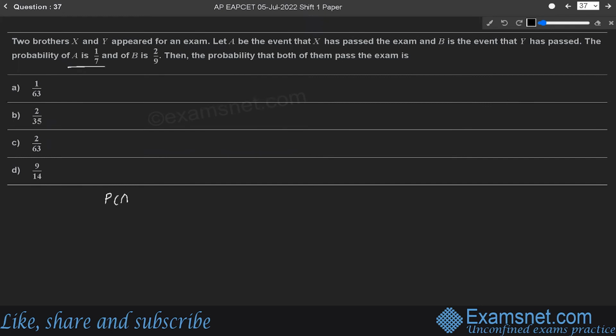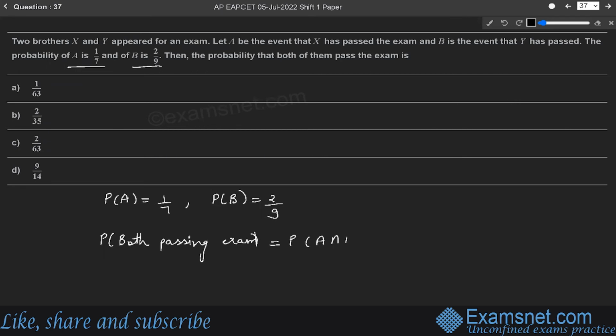it is given that probability of A is 1 by 7. So let P of A is equal to 1 by 7. And probability of B is 2 by 9. Therefore, P of B is equal to 2 by 9. We have to find that both of them will pass the exam. So, P of both passing the exam will be equal to P of A intersection B.